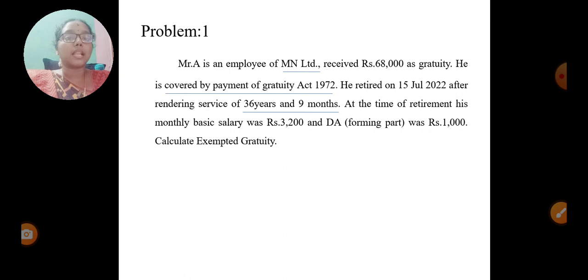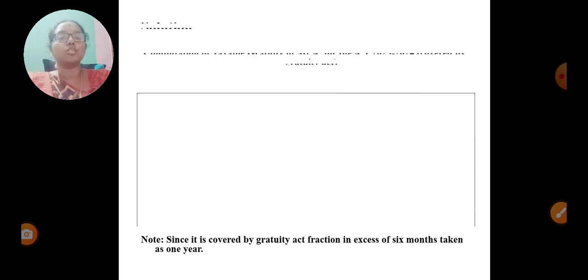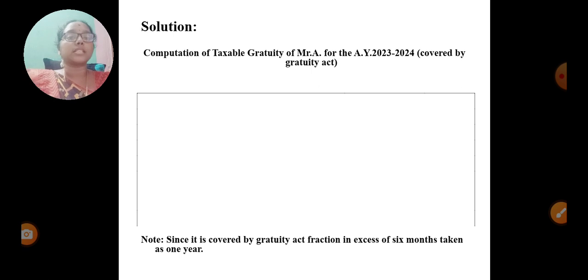His basic salary is 3,200 and DASB is rupees 1,000. So the salary includes basic as well as DA, that is 3,200 plus 1,000, which has to be taken for consideration of salary. Let me show you the solution. Computation of taxable gratuity of Mr. A for the assessment year 2023-24, covered by the Gratuity Act.